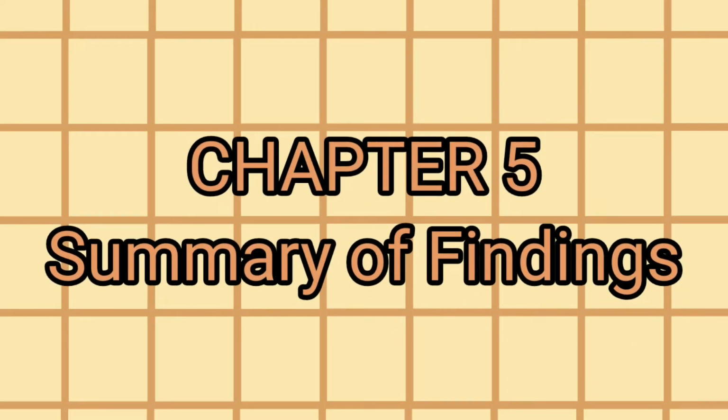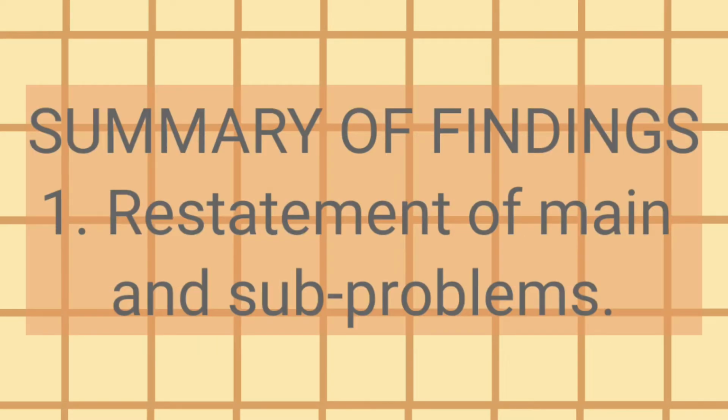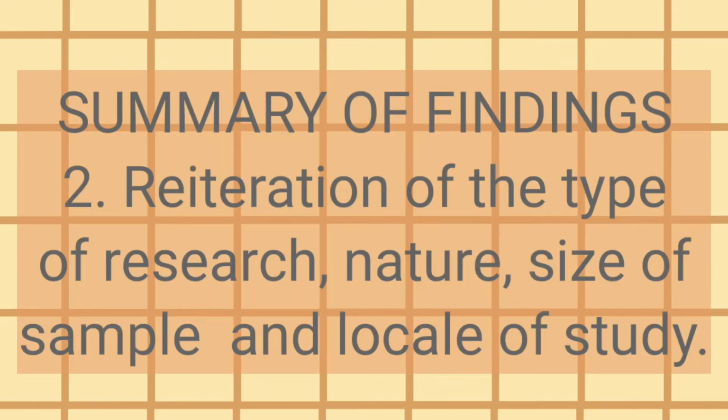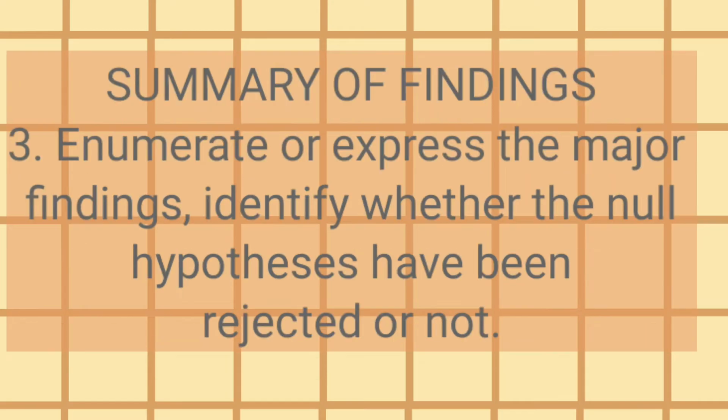Okay, so let's proceed with the first part of Chapter 5, the summary of findings. Here, this part presents in brief and precise terms the following. One, the restatement of main and sub-problems. Two, reiteration of the type of research, nature and size of samples, and locale of the study. And then third, enumerate or express the major findings in one or two statements, as well as identify whether the null statements or the null hypothesis have been rejected or not.